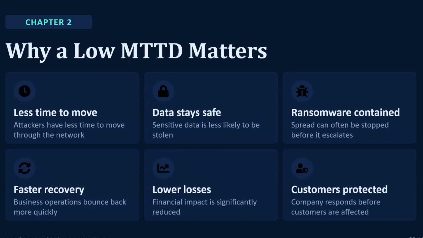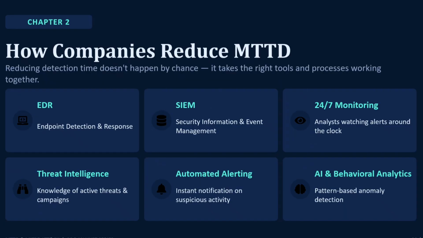How do companies reduce MTTD? Reducing detection time doesn't happen by chance. Organizations use several technologies and processes, including EDR, endpoint detection and response, security information and event management, SIEM, security analyst monitoring alerts 24/7, threat intelligence, automated alerting, artificial intelligence and behavioral analytics. These tools constantly watch for suspicious behavior and notify analysts as soon as possible.